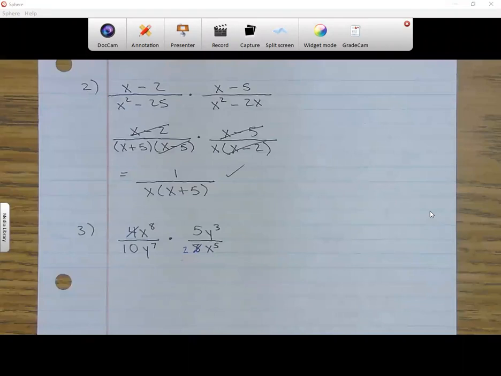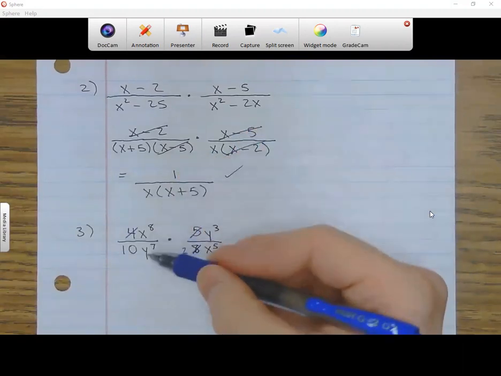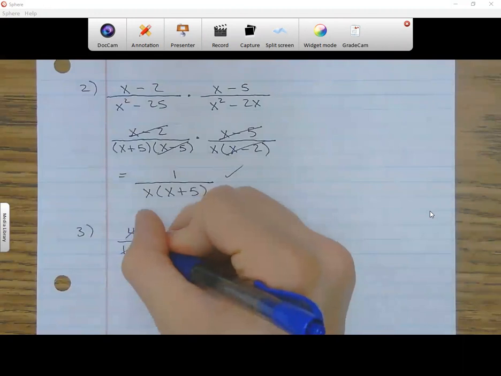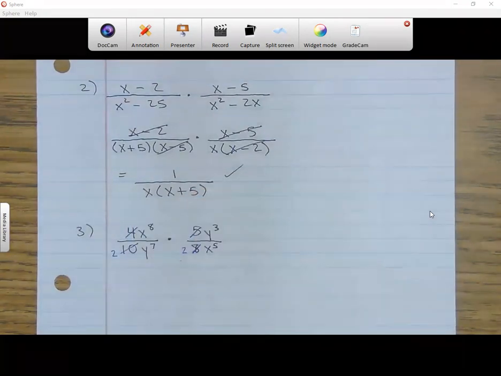Now let's work on the other numbers, the 5 and the 10. If I cross out the 5, what does the 10 have to become? So we're dividing by 5, right? 10 divided by 5 is going to be what? 2. That's right. So now the numbers are done. I don't have to worry about the numbers anymore.